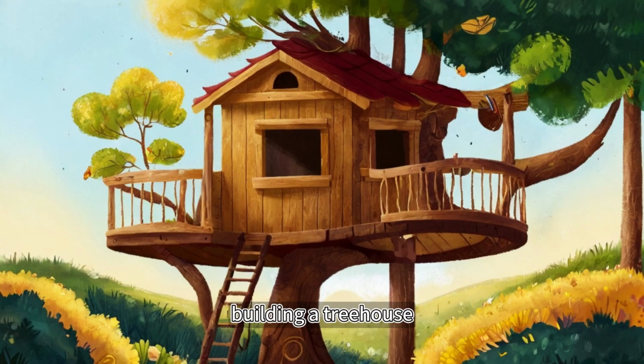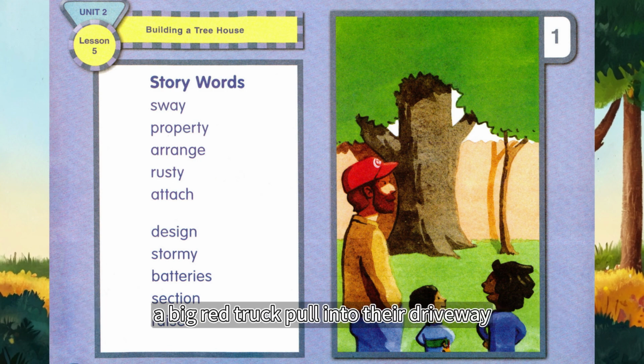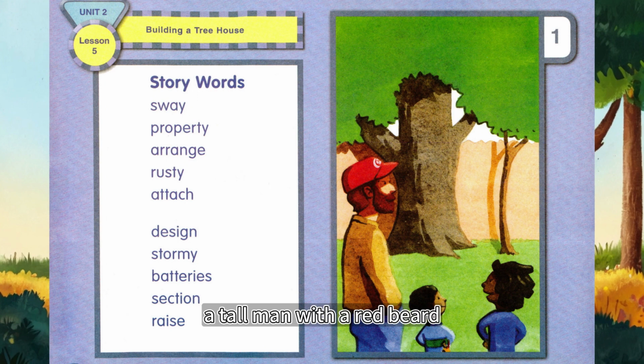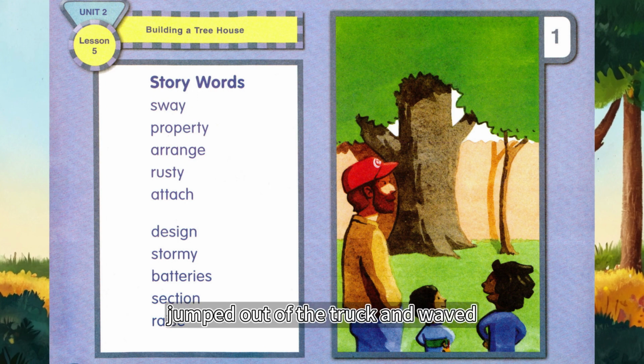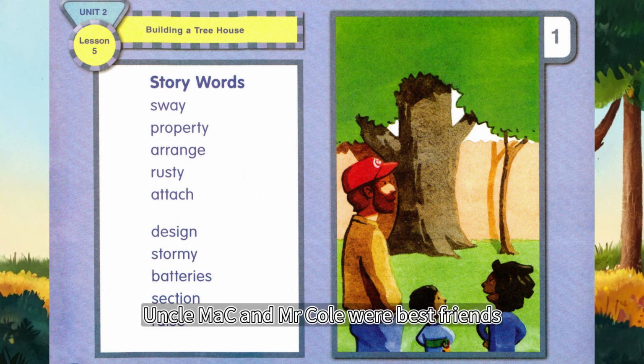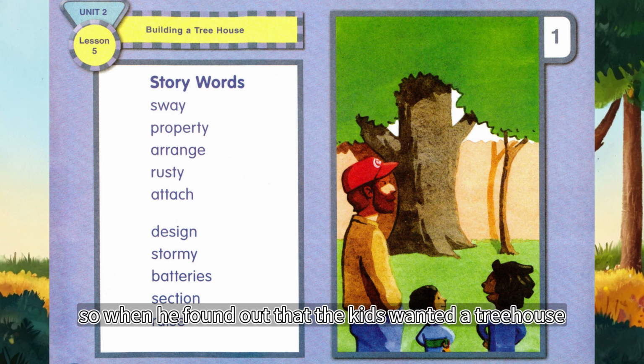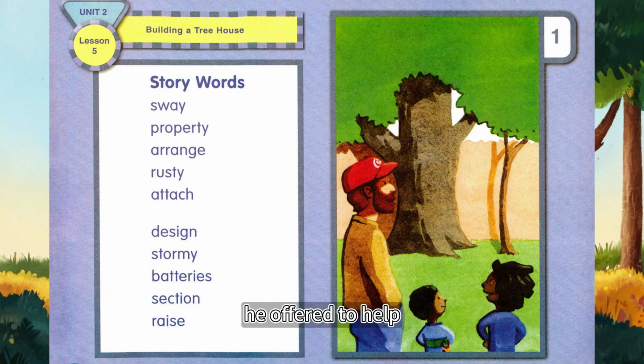Building a Tree House. Jordan and Tiana Cole were looking out the window when they saw a big red truck pull into their driveway. A tall man with a red beard jumped out of the truck and waved. It was Mr. McDonald, or Uncle Mac, as Jordan and Tiana called him. Uncle Mac and Mr. Cole were best friends. Uncle Mac was a builder, so when he found out that the kids wanted a treehouse, he offered to help.